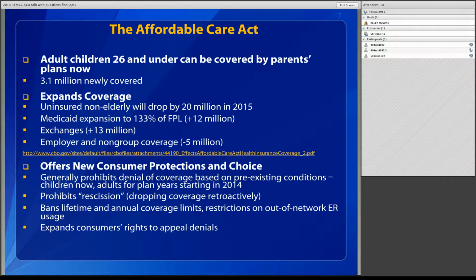And for the other folks from 100% of the federal poverty level and above, they have the opportunity to be insured under new quality health plans offered through the exchanges. These would be offered either through individual health plans or through their employers. As well, the Affordable Care Act offers new consumer protections and choice, and it generally prohibits the denial of coverage based on pre-existing conditions for children now and adults for plans starting in 2014. It prohibits rescission, or the dropping of coverage retroactively, and it bans lifetime and annual coverage limits and restrictions on out-of-network ER usage.